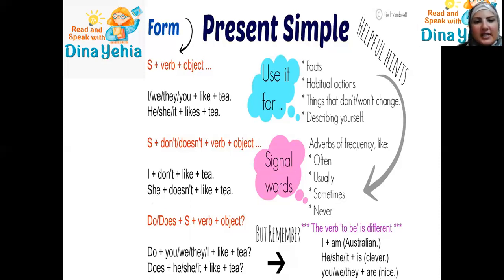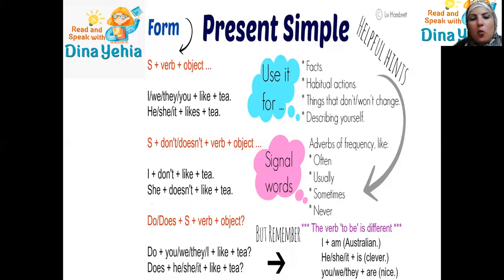To make it very simple and clear, any subject, I, we, they, and you, does not have S with a verb. For example, when I say the verb like, all of us like to drink tea. So I like tea, we like tea, they like tea, you like tea. But if I want to say he, she, and it, those subjects always have S with the verb. She likes, he likes, it likes tea.